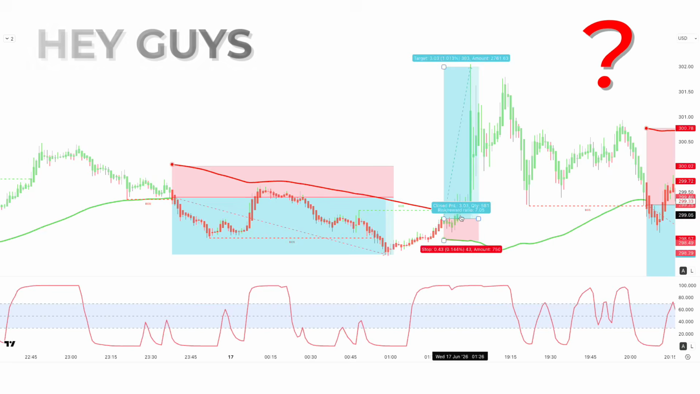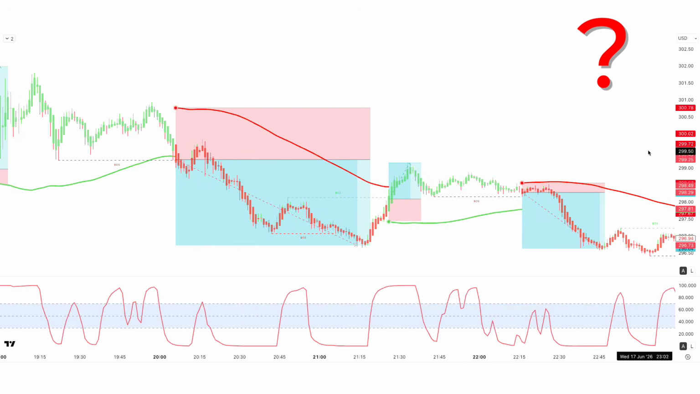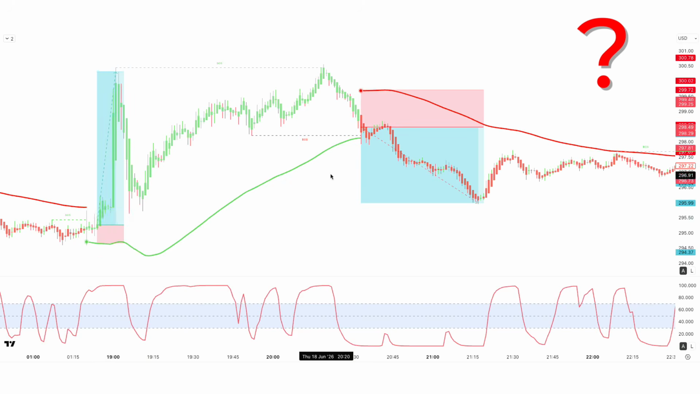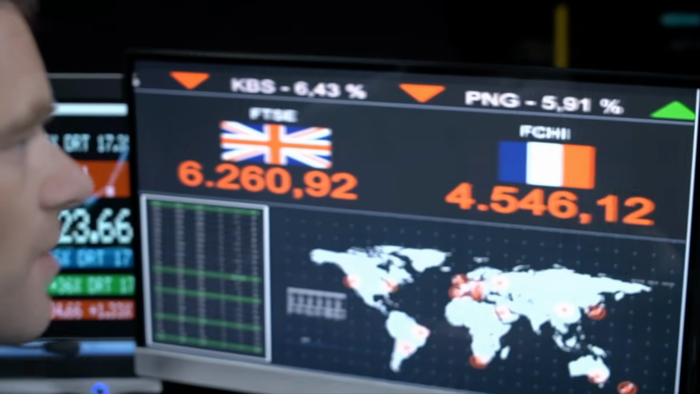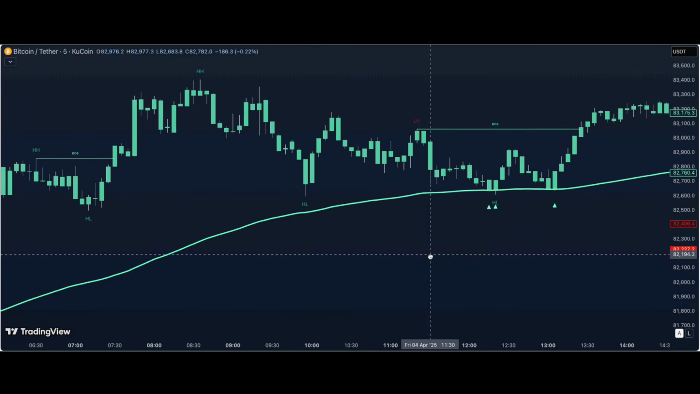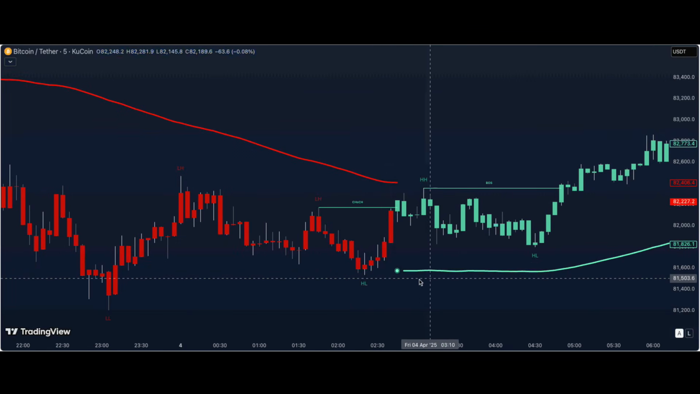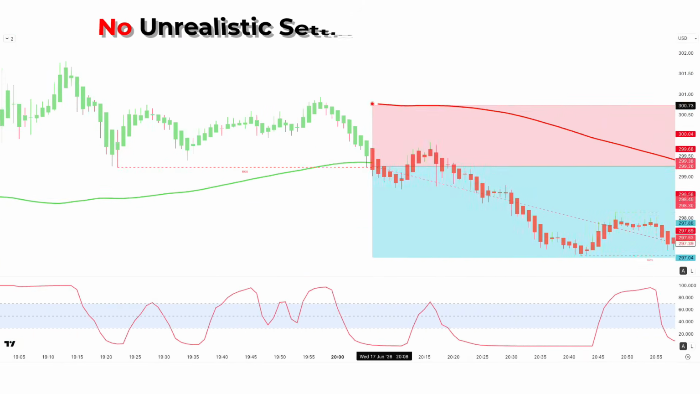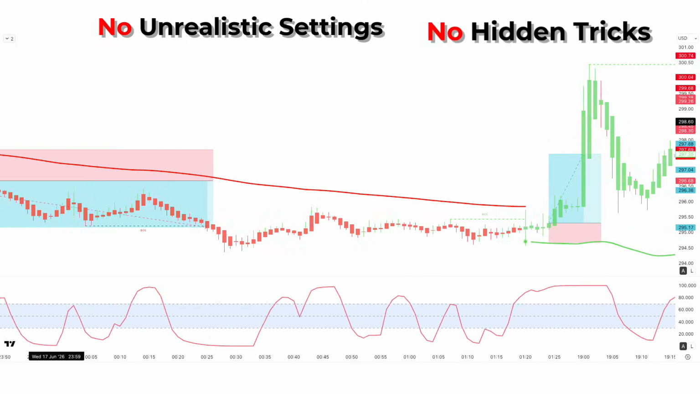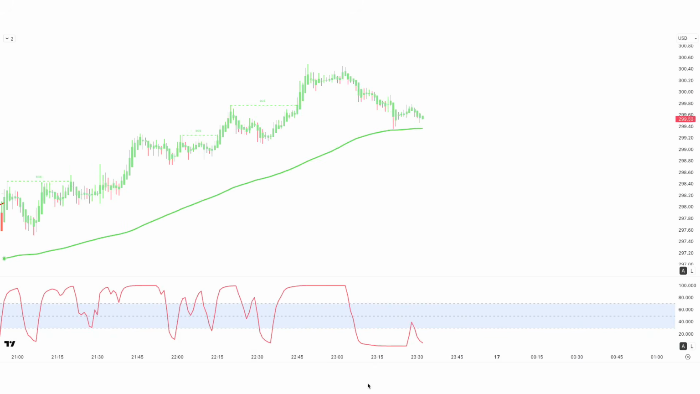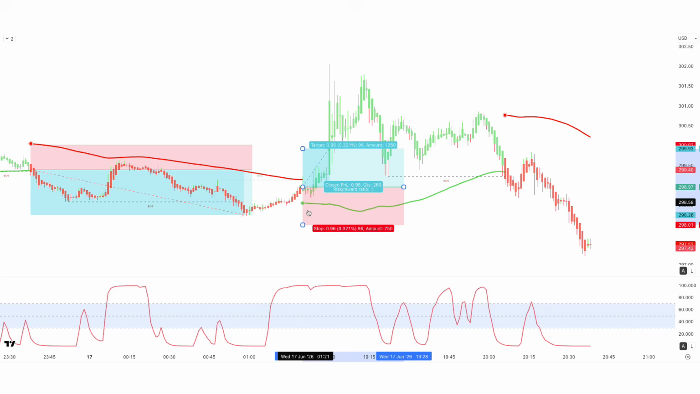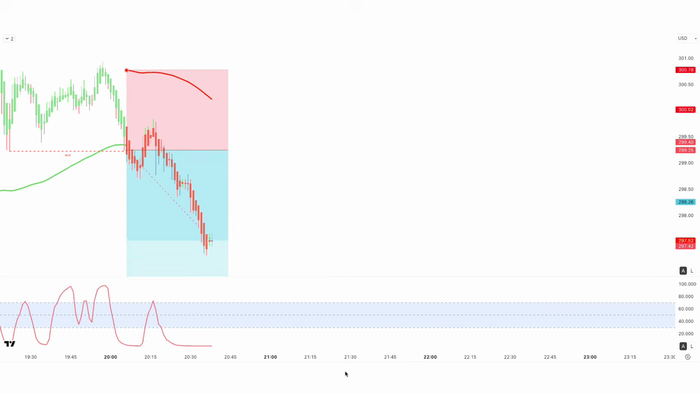Hey guys, what if I told you that one simple indicator could spot potential reversals before most traders even realize the trend is changing? That sounds like the kind of claim you hear every day on YouTube. So instead of believing the hype, I decided to put this indicator through a real test. No cherry-picked trades, no unrealistic settings, no hidden tricks. I went back through multiple market conditions, looking at how it behaved during strong trends, choppy ranges, and sudden reversals.